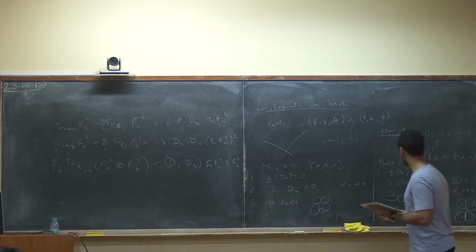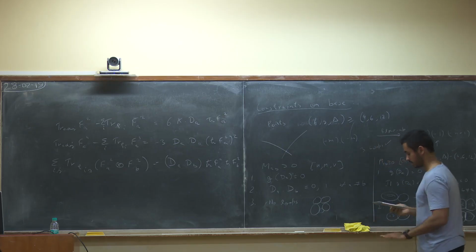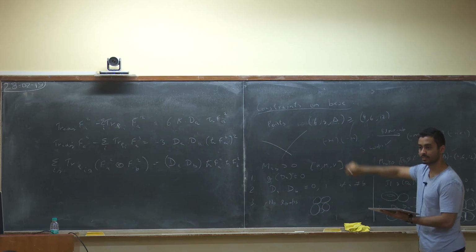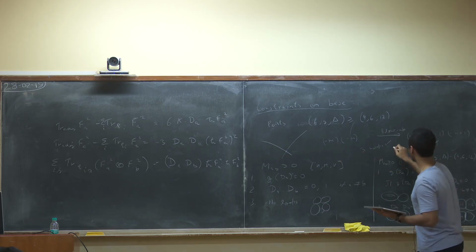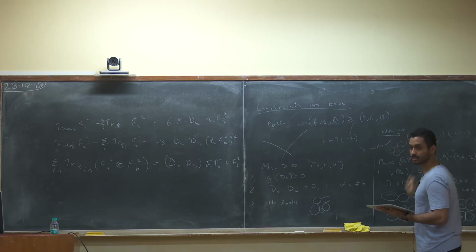Okay, and for the third one, loops are allowed. But once you have a loop, the loop cannot have any branches by tensor decoupling. So the only loop which is possible is like a necklace. No branches possible.